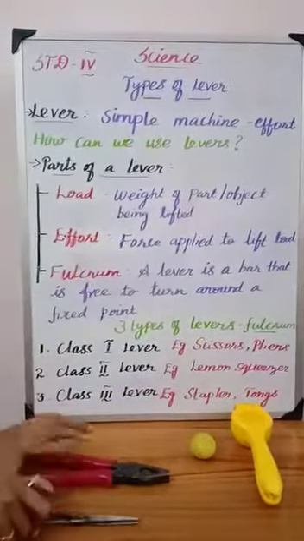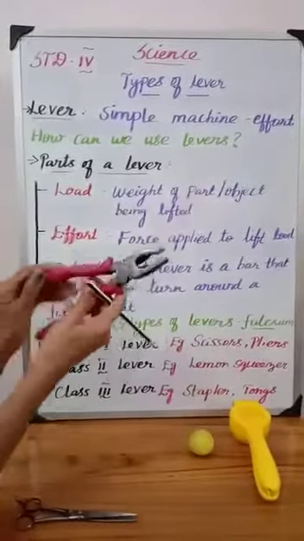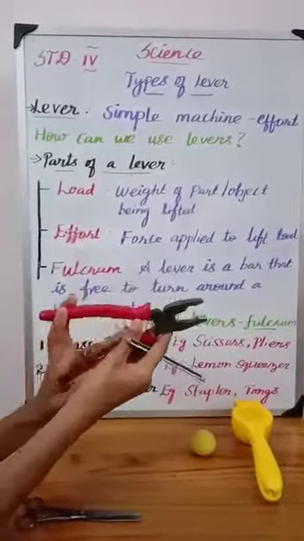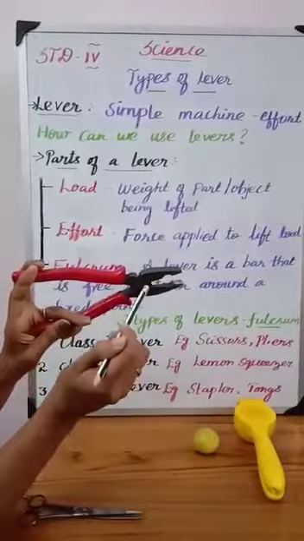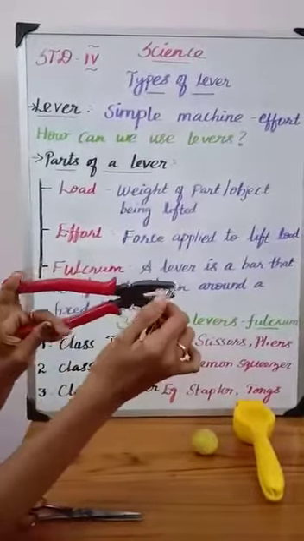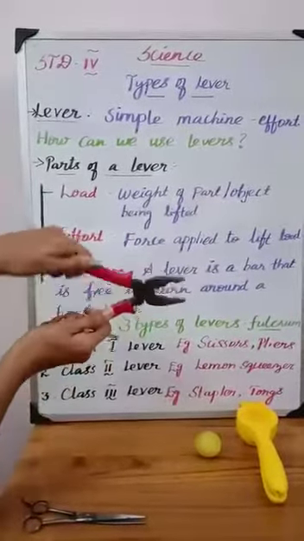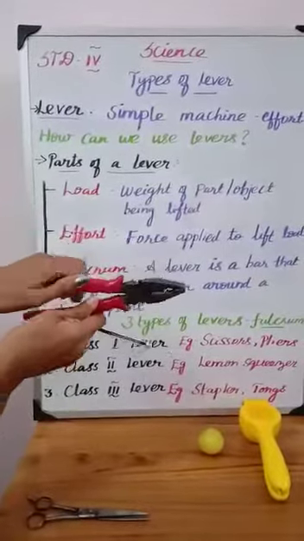Another example, cutting pliers. The same method is applied here. This region is the fulcrum region and this region is the load, and we put effort here. So this is a class 1 lever.